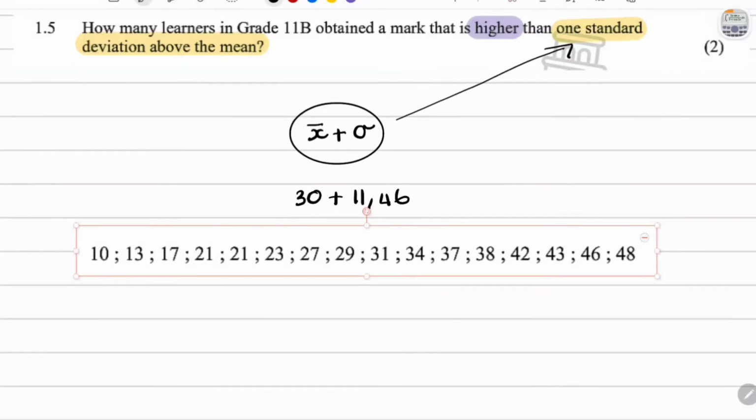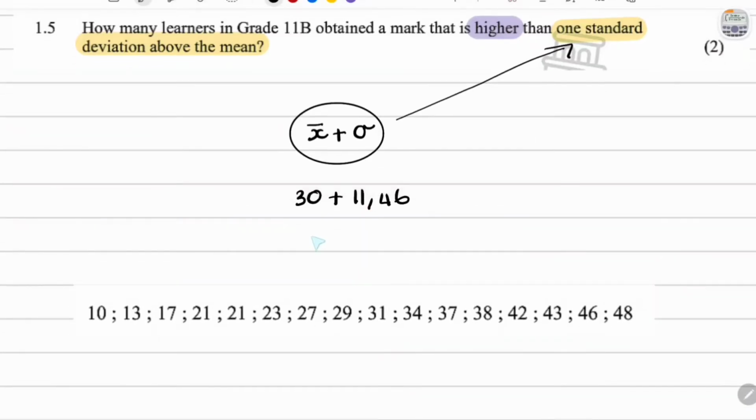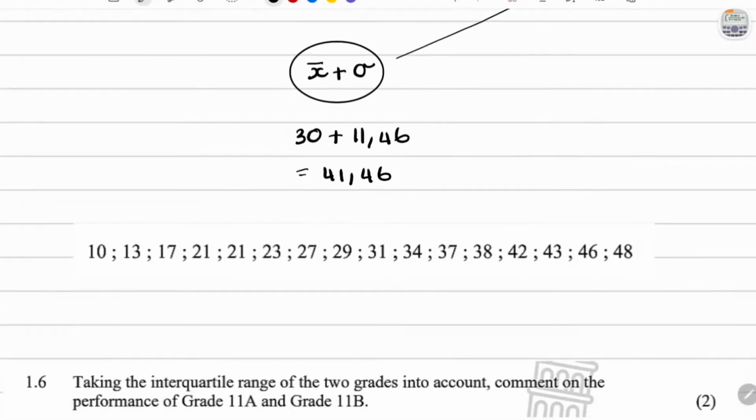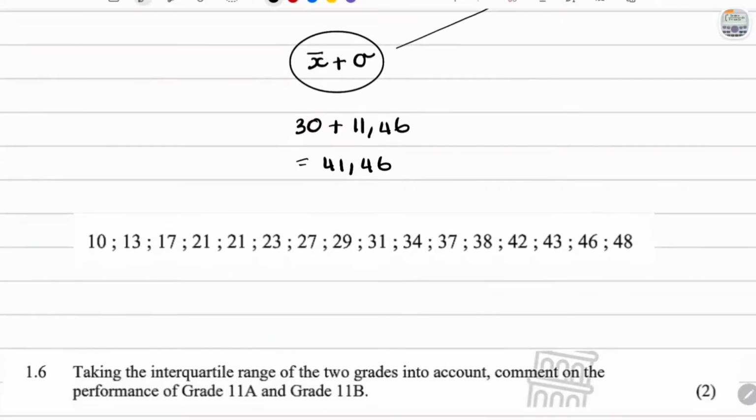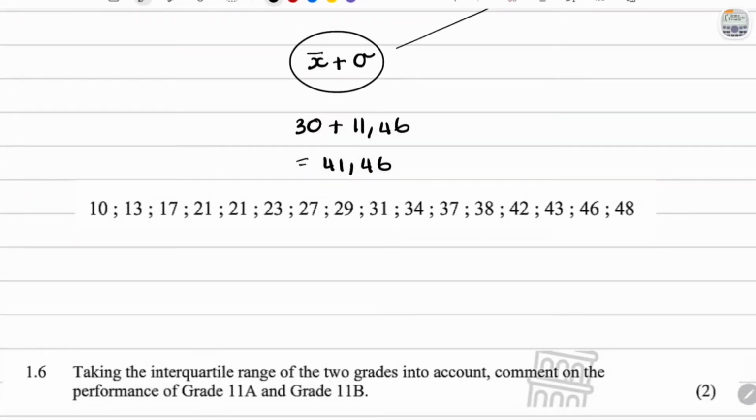Okay, so when we calculate this, 30 plus 11 is 41. So that is 41.46 that we're going to have there, right? So since we have 41.46, we're really just trying to find out how many learners got a mark higher than this number. So let's just count how many learners got a higher number than this. Well, the good thing right now is that this is already in ascending order. So we know that this one is definitely not higher. You can just go all the way to a number that is close to this.